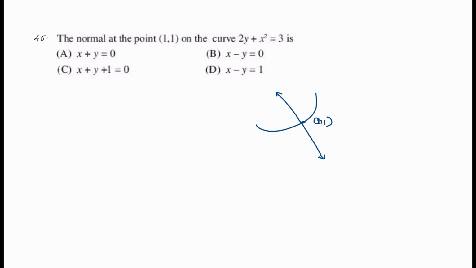Let us substitute the point (1, 1) in option A. 1 plus 1 is not 0. No, it's not correct. 1 plus 1 plus 1 is also not 0. B option, 1 minus 1 is 0. This is satisfied. And please check all the options when you use substitution method. 1 minus 1 is not equal to 1. So B is the correct option. Whereas if the point satisfies two or more options, then you have to find the equation of the normal by usual method. We first find dy by dx at that point (1, 1), from which we can get the slope of the normal and find the equation of the normal at that point. But here only one option satisfies the point (1, 1), so that must be the answer.